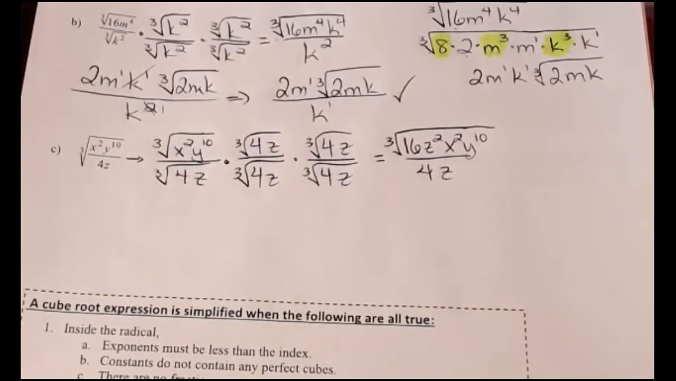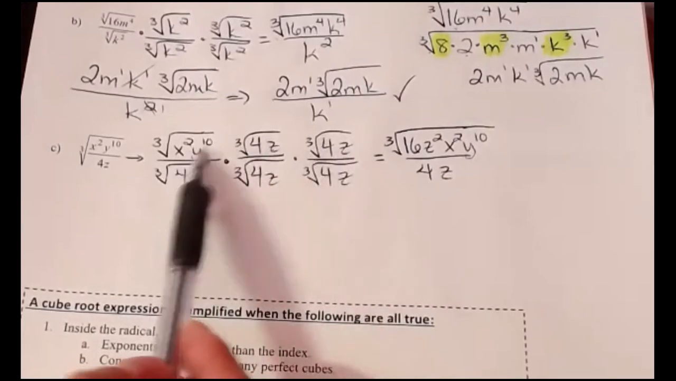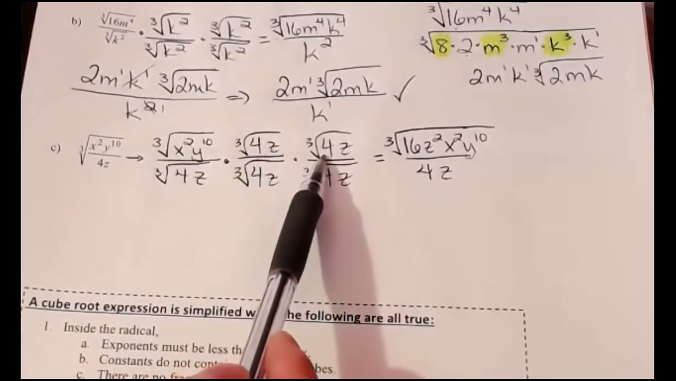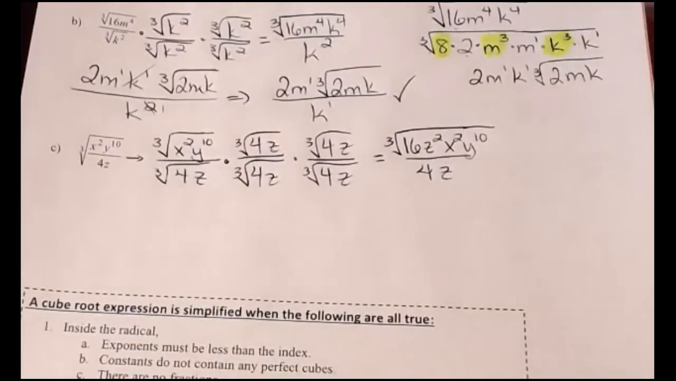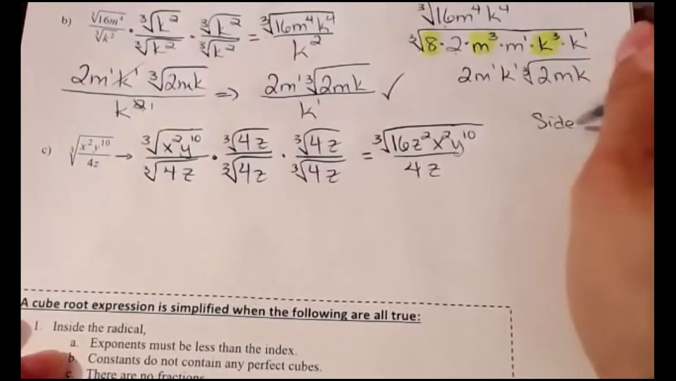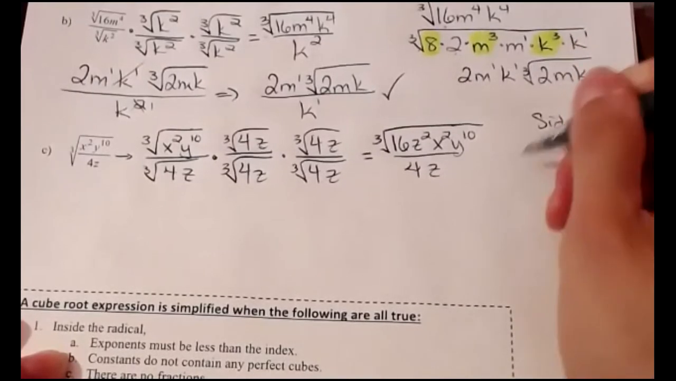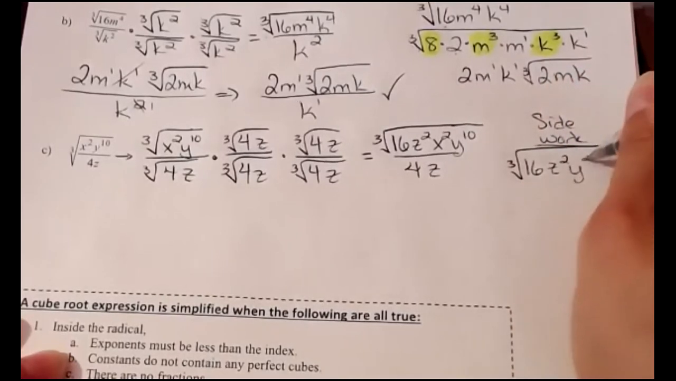We want to go through the same process we did before. Are there any questions? Are you guys okay with this? x squared y to the 10th, 4z. We're just multiplying all of these. So 4 times 4 is 16, z times z is z squared, and then you still have x squared y to the 10th. We are going to simplify the numerator and see if we can find any perfect cubes. So we're going to do some side work. I'm just going to write side work. Cube root of 16 z squared x squared y to the 10th.